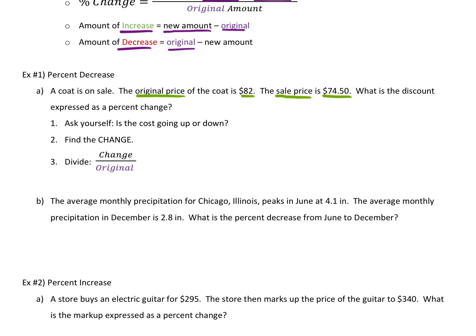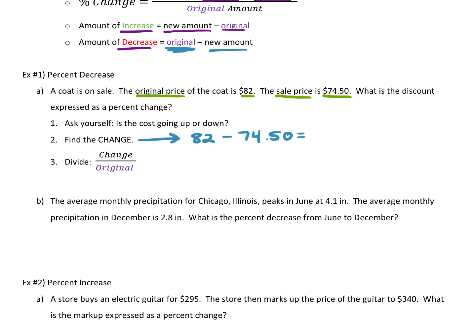So the first thing to note is the cost of this thing going up or down? It's going down. It's decreasing in price. So when it is going down, we want to take the original amount and subtract the new amount. So what was our original price? 82. So finding our change is 82 minus 74.50.